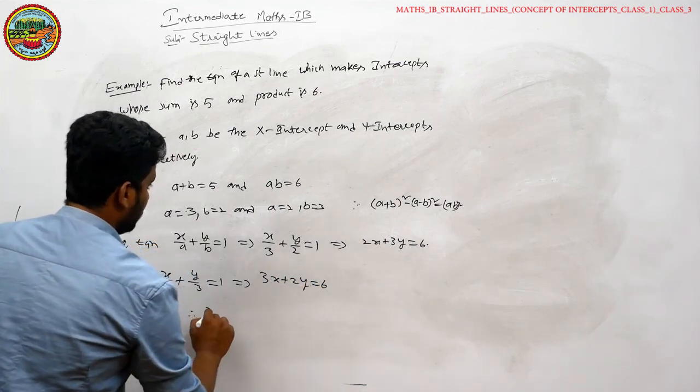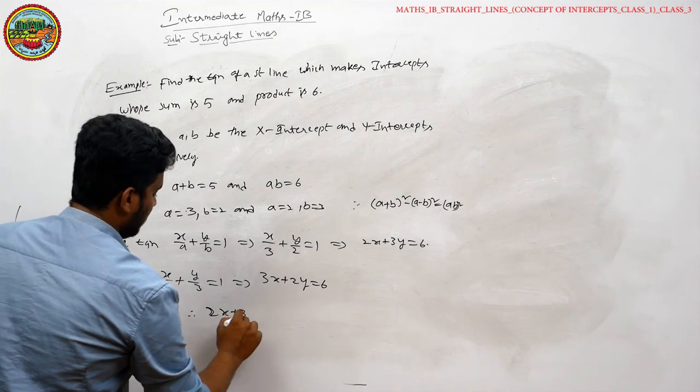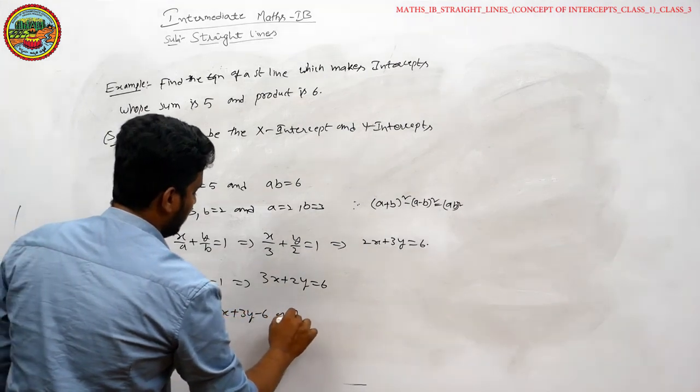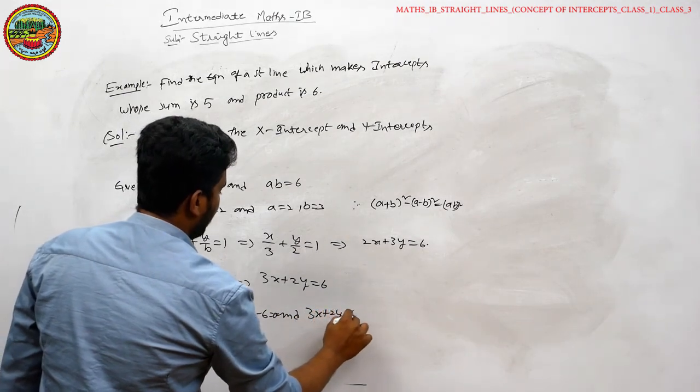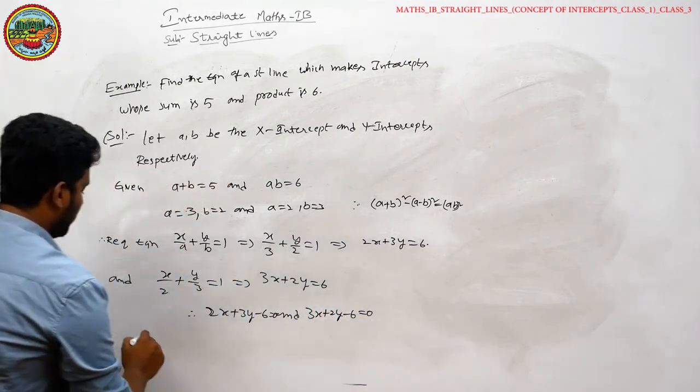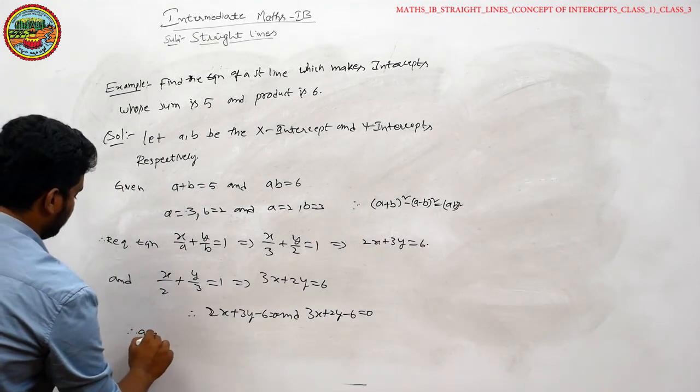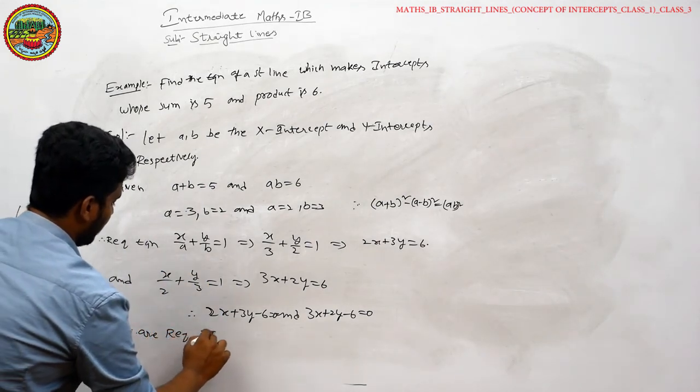So therefore 2x plus 3y minus 6 is equal to 0 and 3x plus 2y minus 6 is equal to 0 are the required equations.